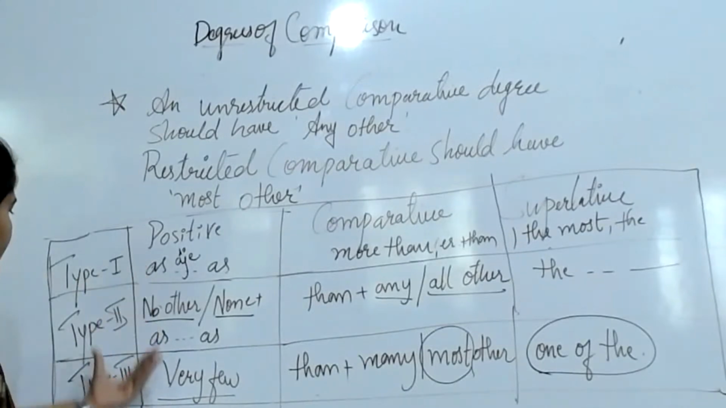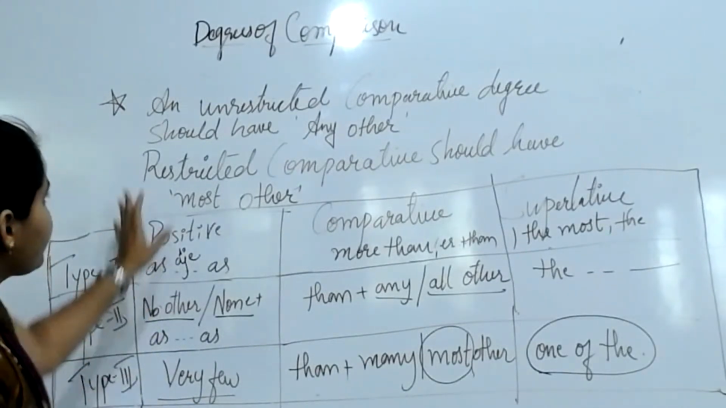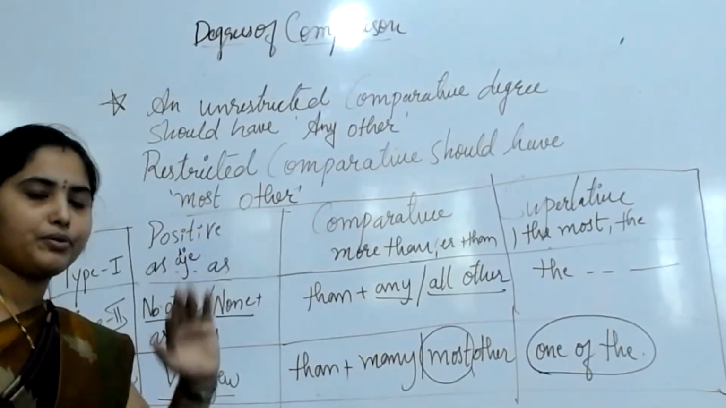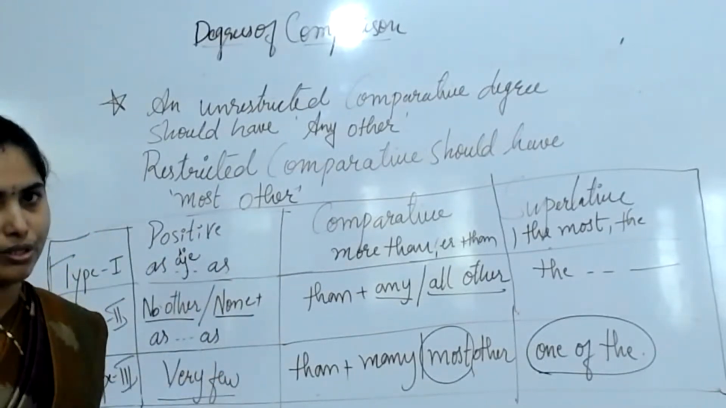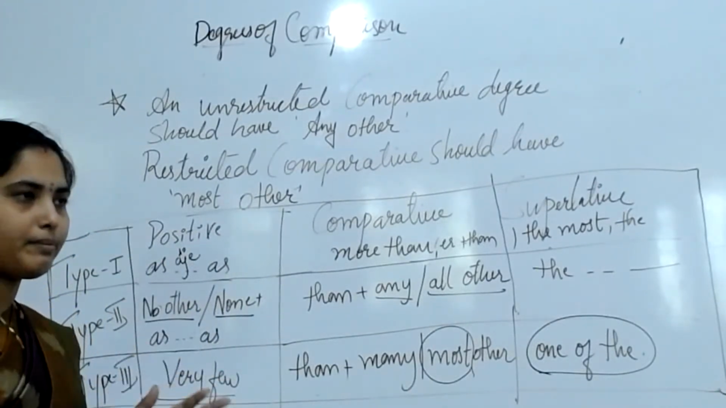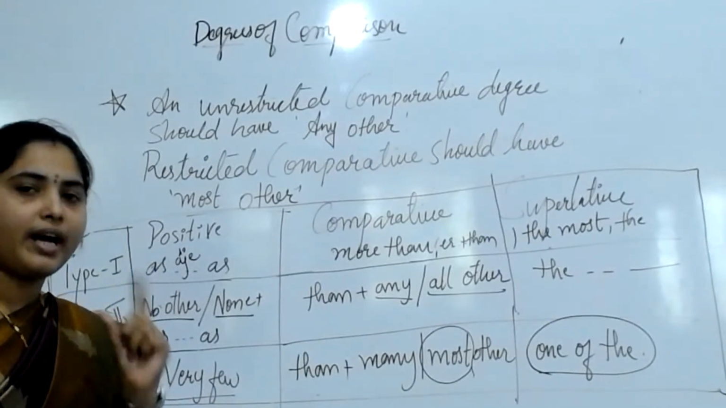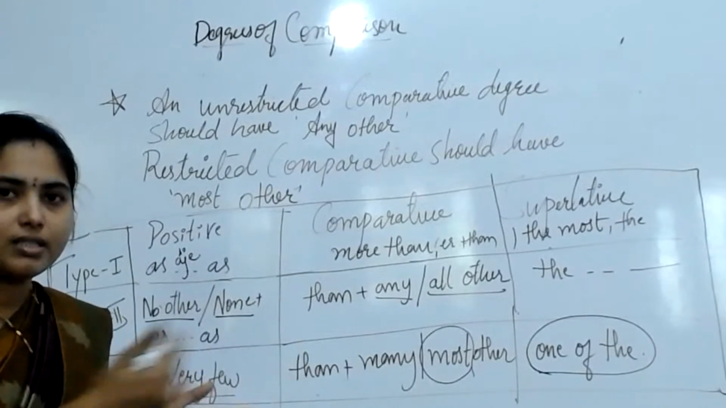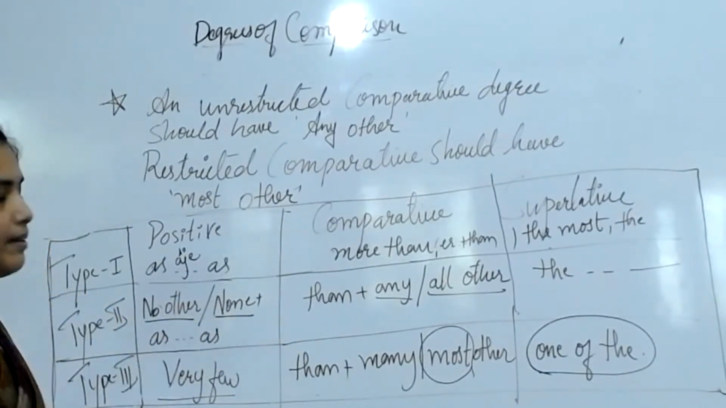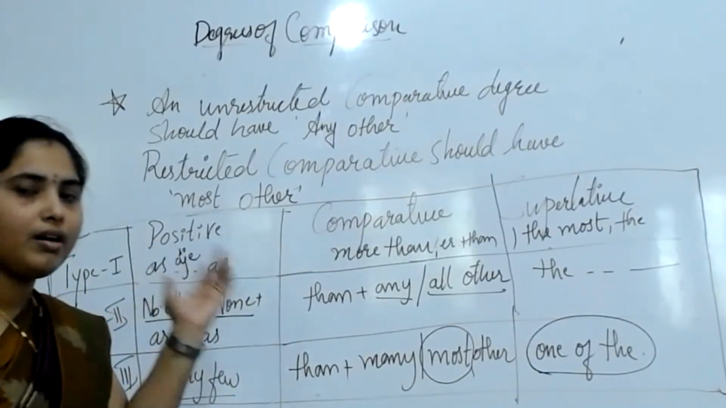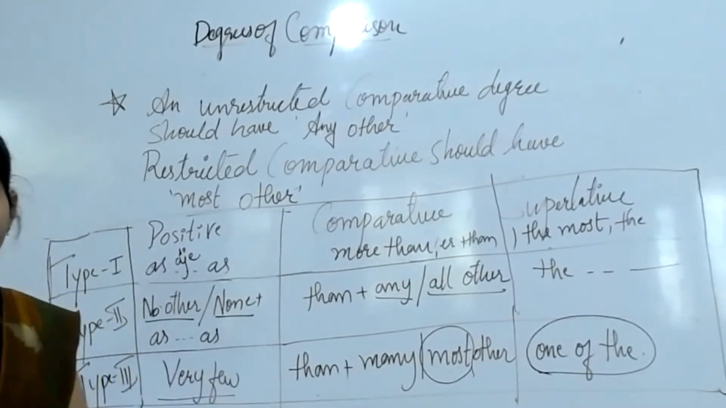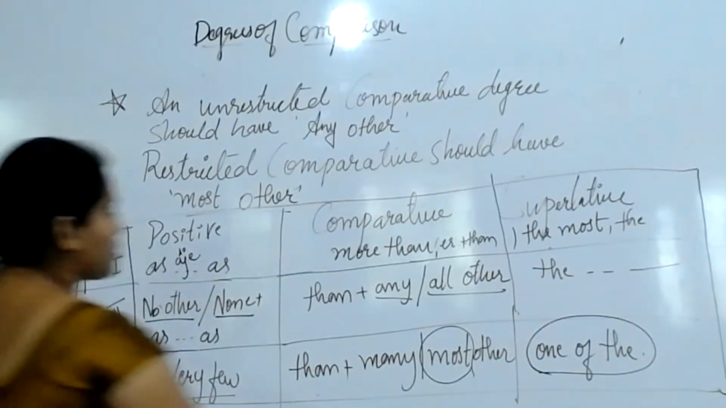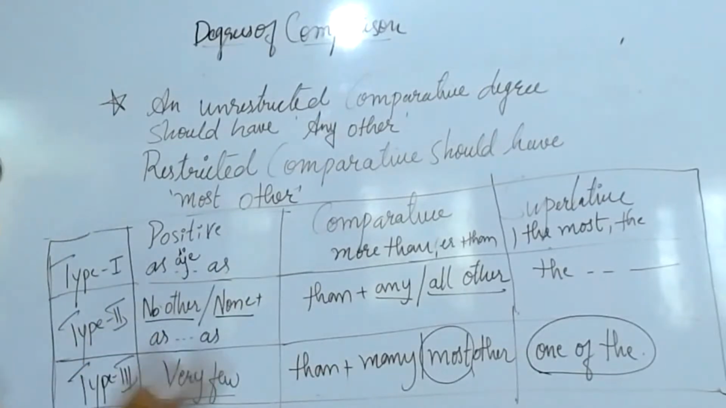You should follow these three types while you are transforming: positive to comparative, comparative to superlative, superlative to positive, whatever it may be. In your examination, they will ask one degree. You should identify the degree and transform all the other degrees in your examination, which carries 1 or 2 marks. Now, let us go to other examples.